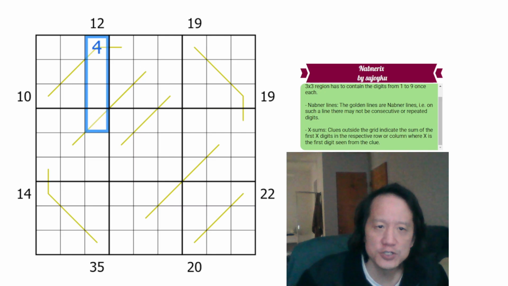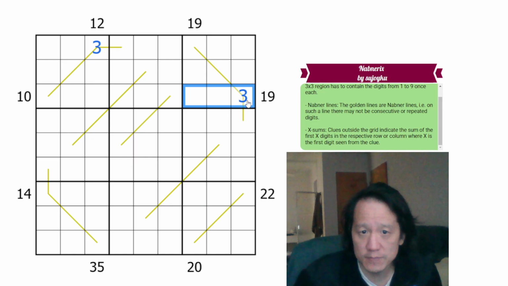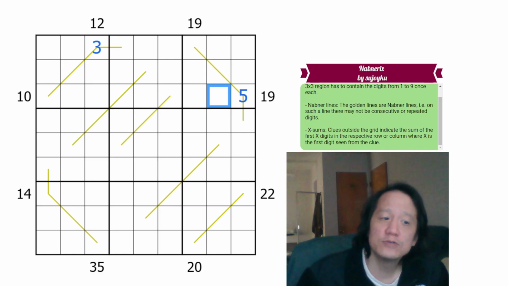And it's different for each one, right? For example, this could be 3, and then the first 3 digits must add up to 19. Or if it's 5, the first 5 digits must add up to 19, etc., etc. And those are all the rules.